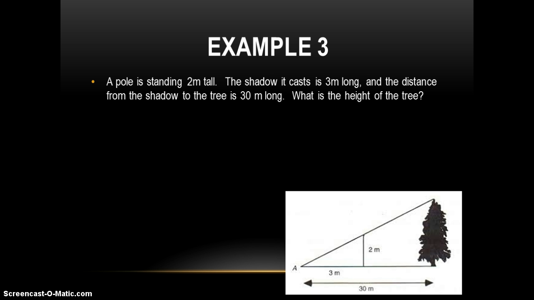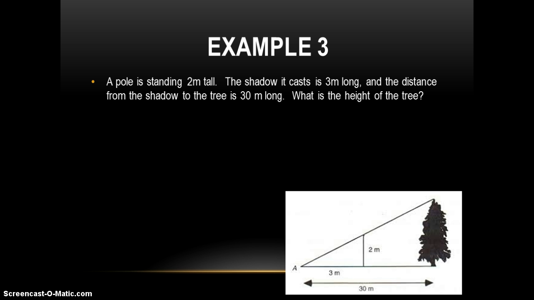Our last example. A pole is standing 2 meters tall. The shadow it casts is 3 meters long, and the distance from the shadow to the tree is 30 meters long. What is the height of the tree? Now, if you look, we have 2 triangles in the bottom picture. We have the triangle created by the 2-meter pole, and we have the big triangle created by the tree.